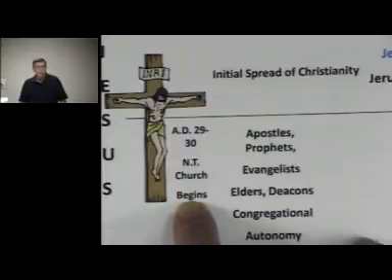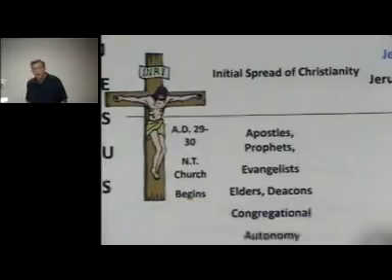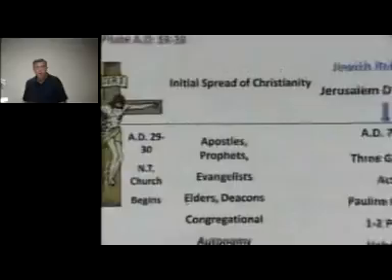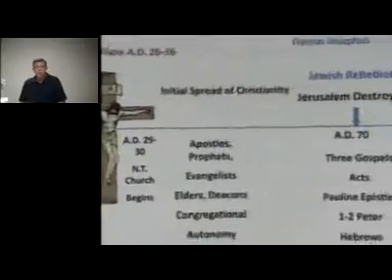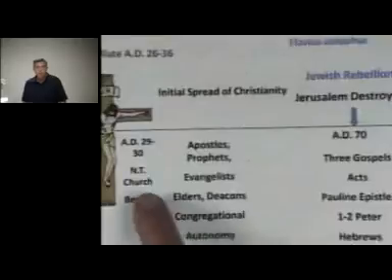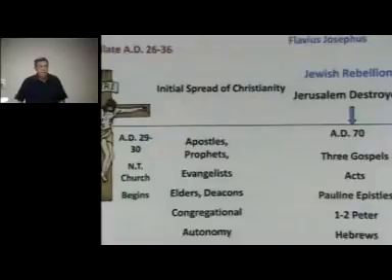All right, now we have this period. Let me widen out just a little bit so you can see this a little bit better. We have this period between AD 30, let's say, and AD 70. There's a 40-year period in there between AD 30 and AD 70. Now, most of the New Testament was written during that 40-year period.